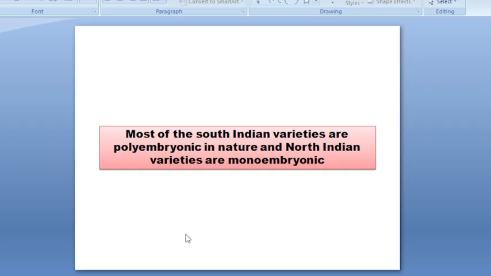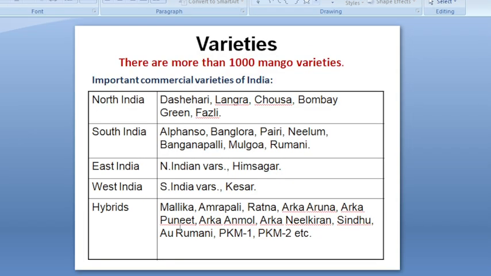Because of this reason, we can also utilize these South Indian varieties for development of rootstocks, compared to North Indian varieties. So these are some of the important varieties.